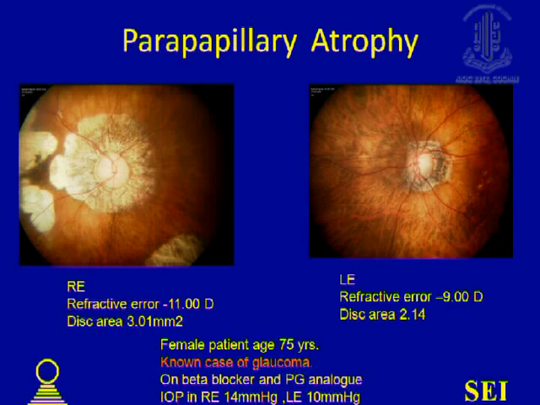So this is a patient who has a refractive error of about -11 diopters. Disc area is about 3, and she has -9 diopters, and disc area is about 2.14. And you can see the parapapillary atrophy and the different characteristics of parapapillary atrophy.